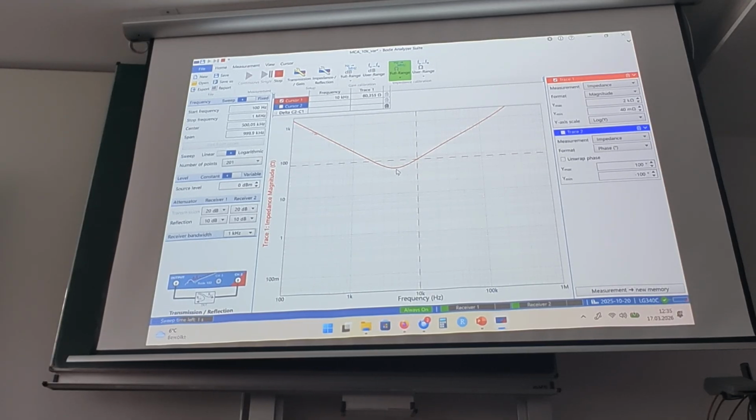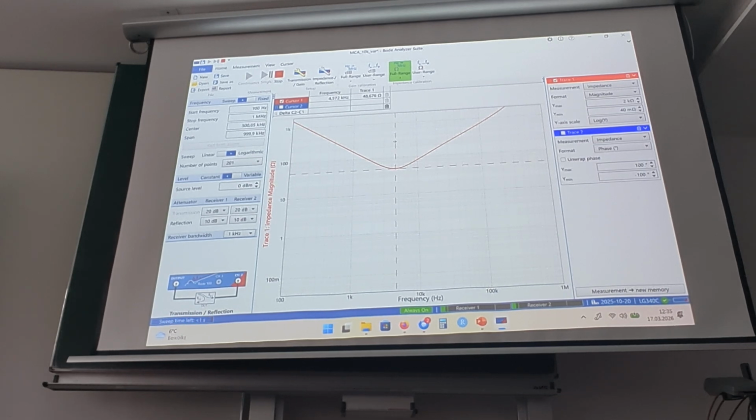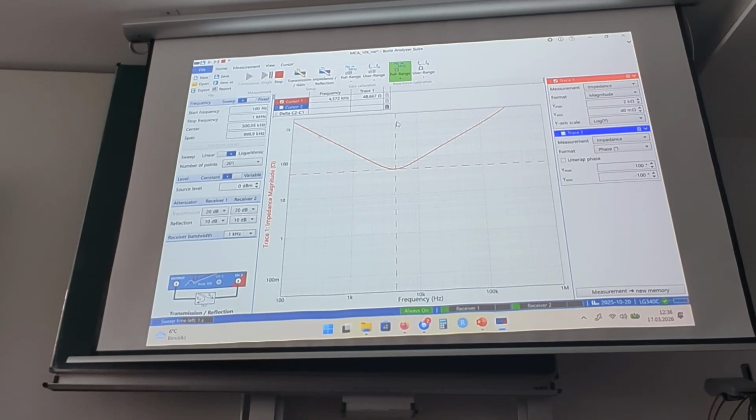Well, and the minimum is the value. Let's search for this value. About 48, 47 ohms, and that is not by chance the value which is printed on this R. Okay, so there is a minimum value, and that is defined only by the resistance, and somehow the effects of coil and capacitor cancel each other out for this one frequency.